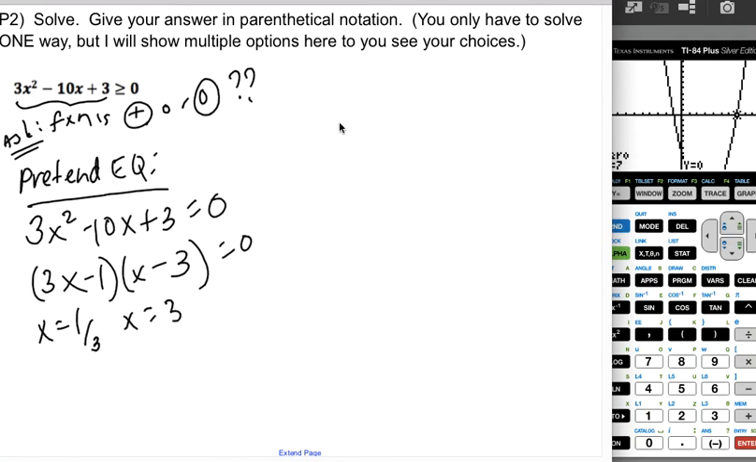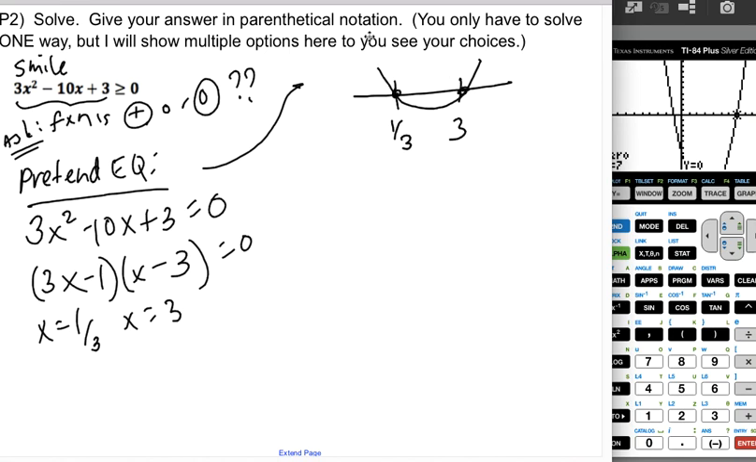Again, I don't care which of these options you pick. If you're one of those folks that says, hey, wait a second, this thing's a smile, and I know where the two zeros are, they are at 1/3 and 3. Notice it is important that you put them in ascending numerical order. So it seems to me that if you want when this thing is positive or 0, it's here and here. If you were able to just look at that and say, cool, my answer is negative infinity to 1/3 with a bracket, and then again from 3 to infinity, that's awesome.